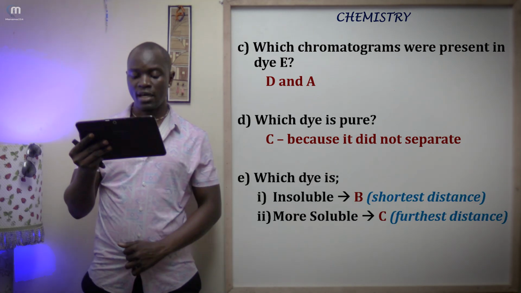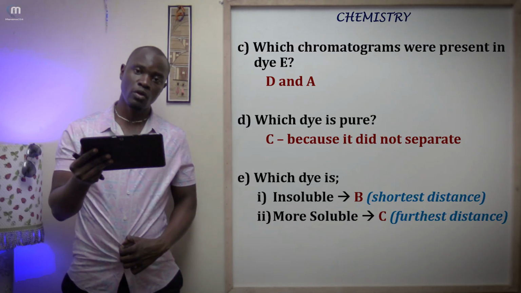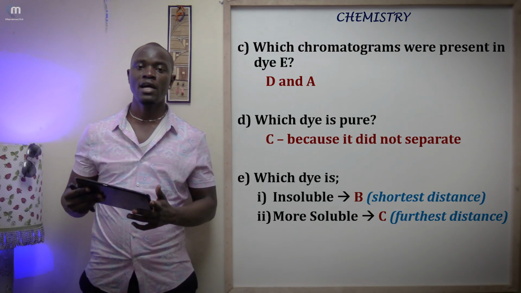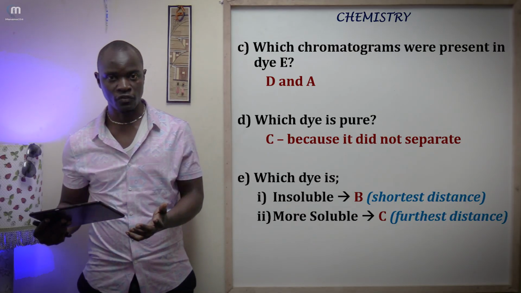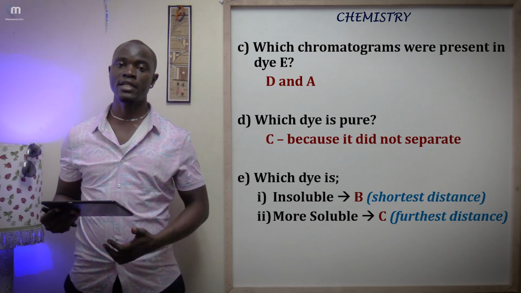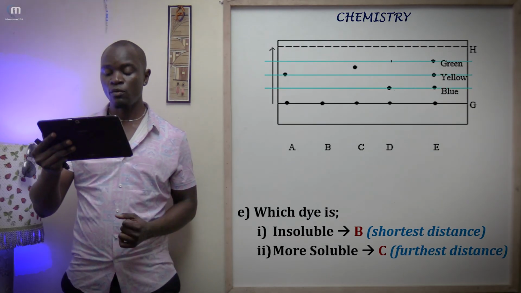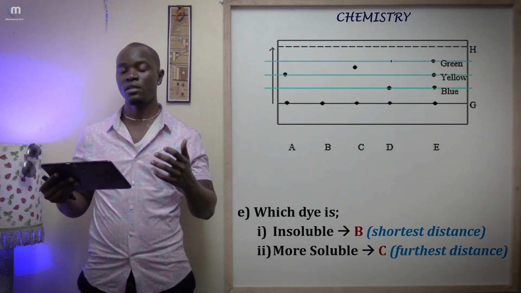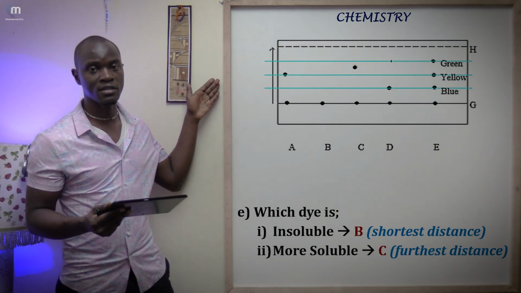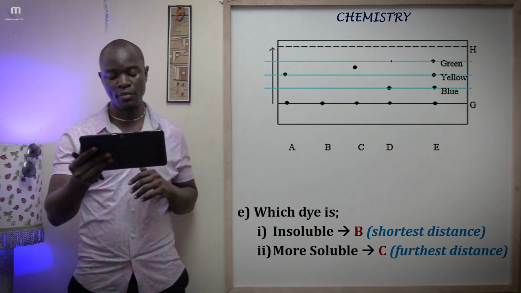So letter E is asking which dye is insoluble. The dye that is insoluble is the dye that has not begun to move. It has not moved even a single bit. So here the answer is letter B. Letter B is the dye which is insoluble. Why? Because as you can see in the chromatogram, it moved the shortest distance. So the answer is letter B.